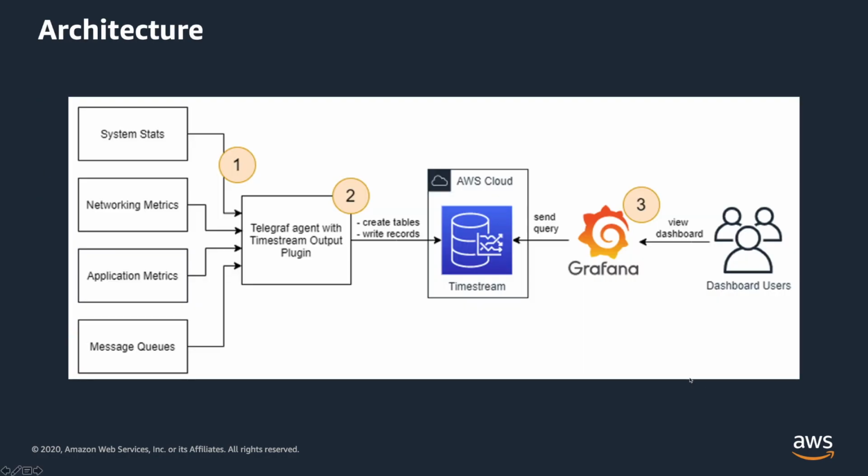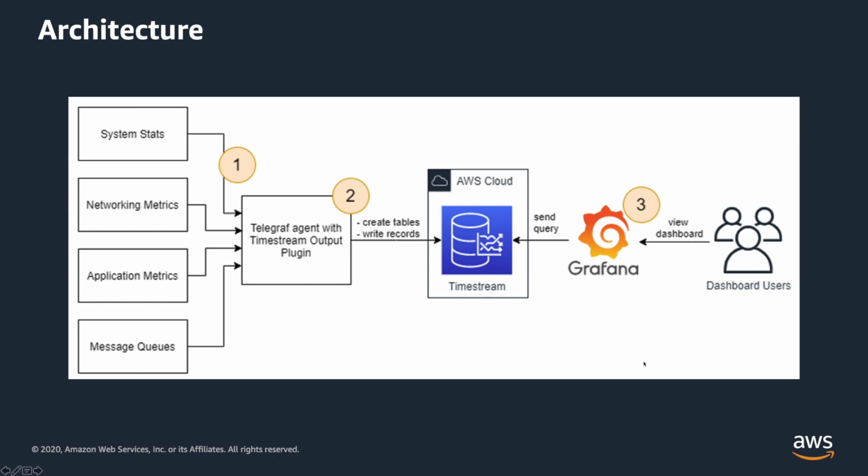Now let's have a look at the architecture and see the different components. On the left, you see different sources generating events and time series data. Telegraf input plugins would deliver the metrics to Telegraf, and then the Timestream output plugin would convert the metrics from the Telegraf model to the Timestream model and write them to Amazon Timestream. You can then query the data directly in Amazon Timestream or use a tool like Grafana to interact with the data.